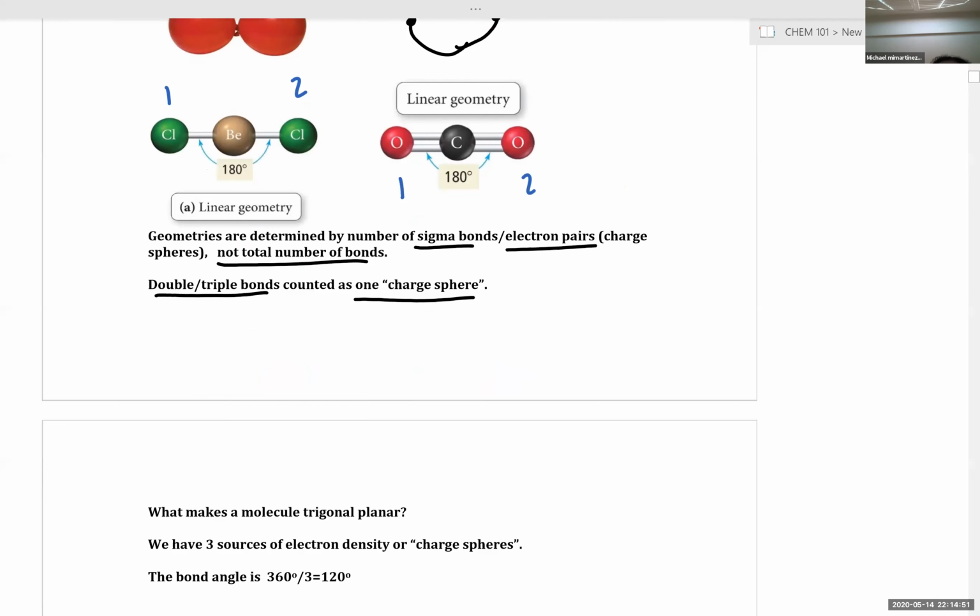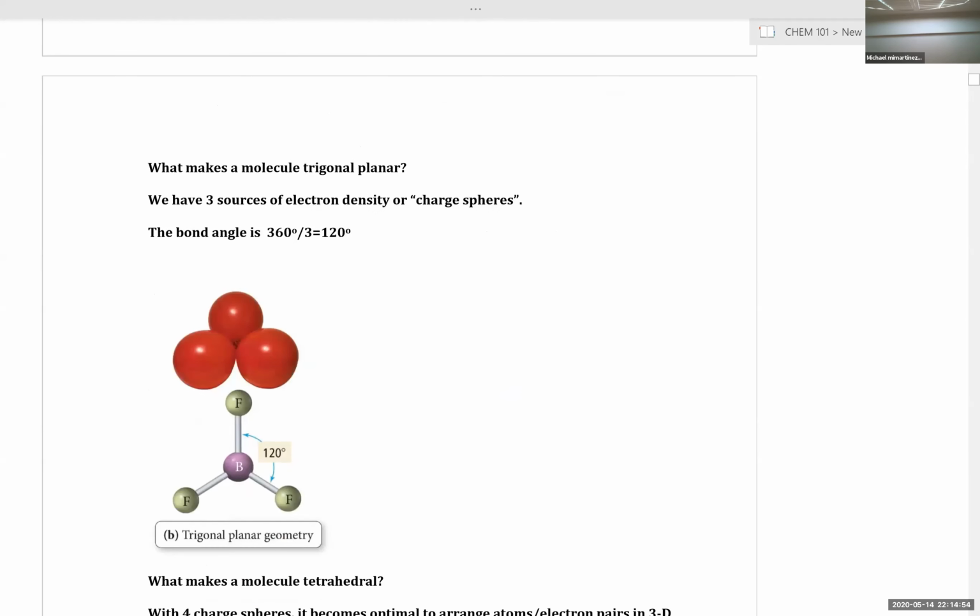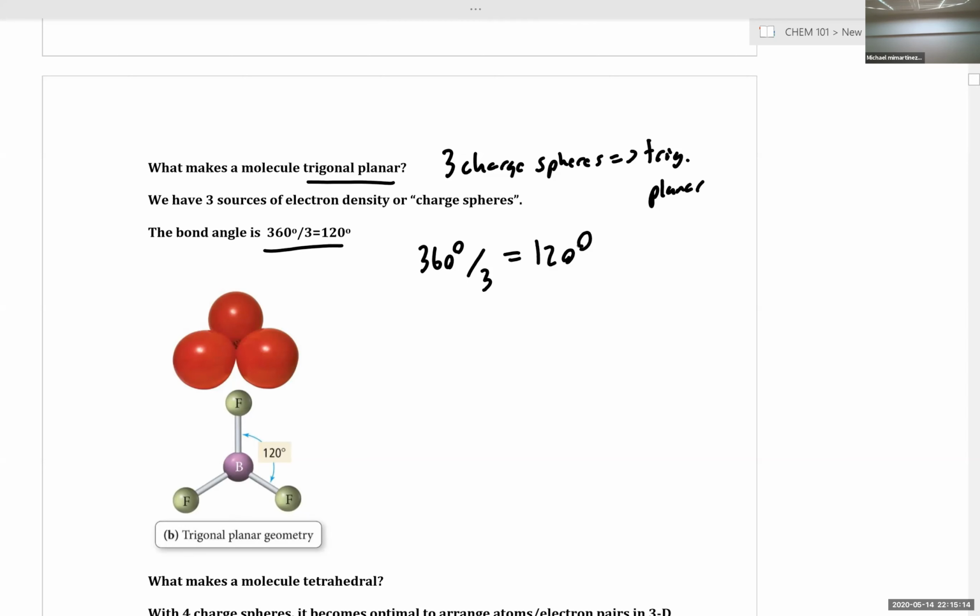Okay, let's keep going now. The next electron pair geometry is trigonal planar. So we have three charge spheres that gives us trigonal planar. The bond angle is 360 degrees over 3, which is 120 degrees. A classic example of this is BF3. Another classic molecule with a trigonal planar geometry is nitrate, NO3-.